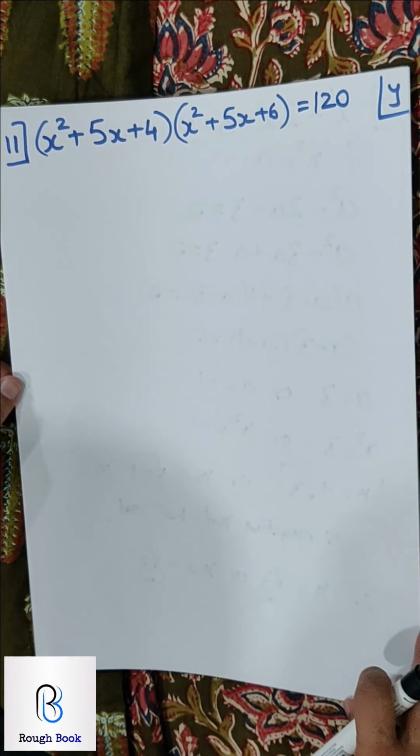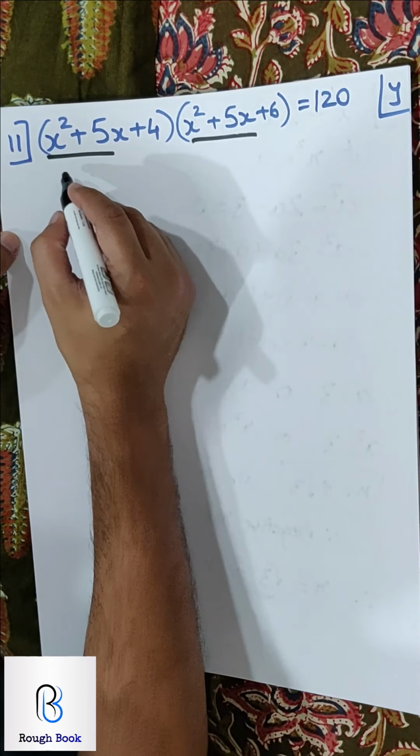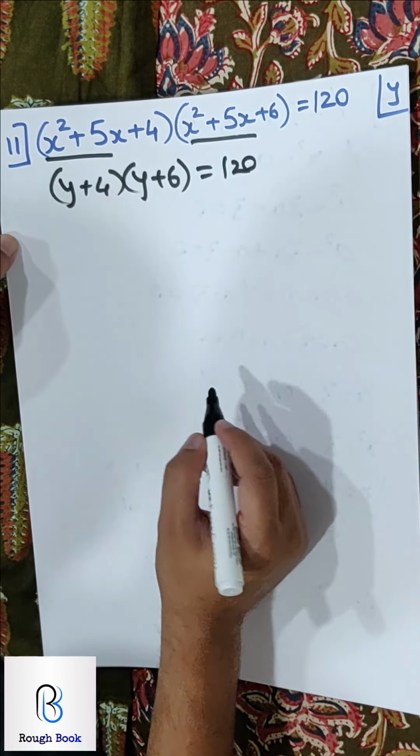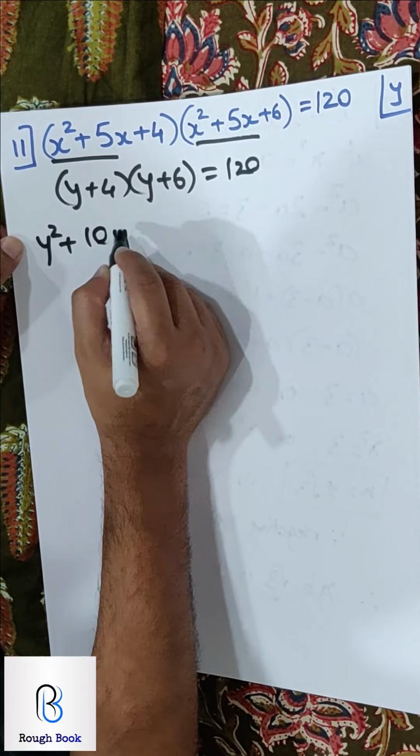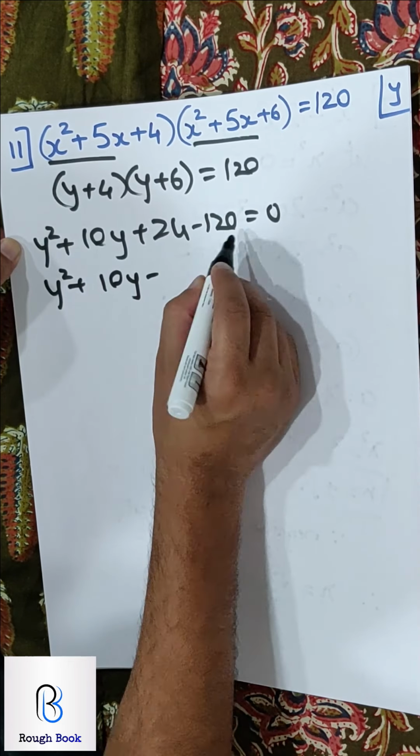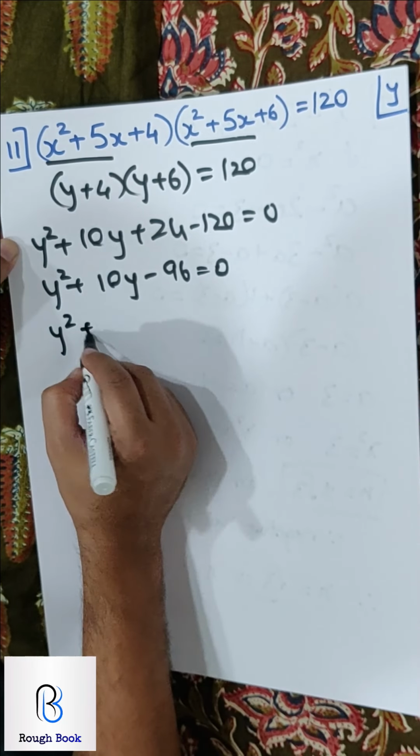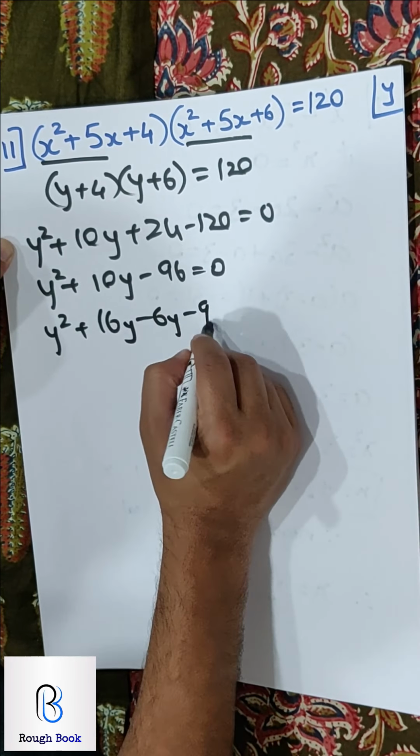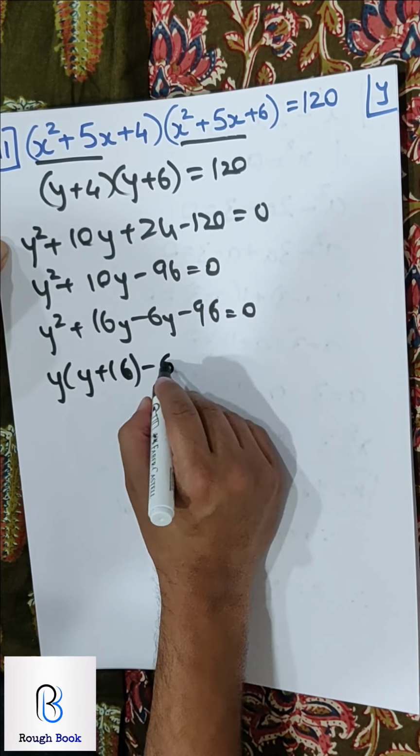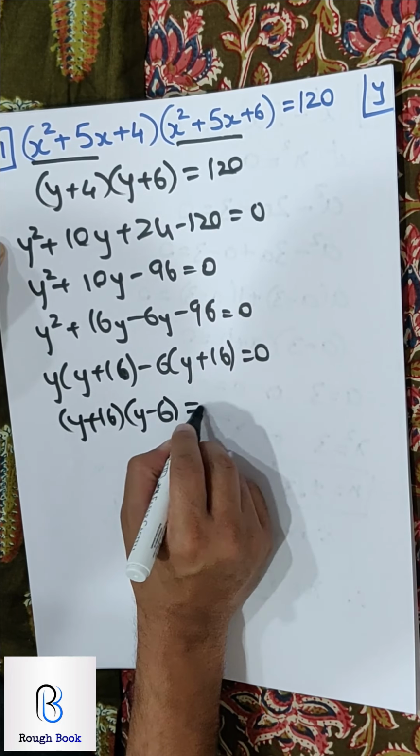Sum number 11. They are clearly saying assume this as y. Come on, hit it. It's very simple. Everyone should get it. So y plus 4, y plus 6 equals 120. So I get y square 10y 24 minus 120. So y square 10y, the difference is going to be 96. So 96 for 10, 16 and 6. 16 6s are 96. So y common, y plus 16 minus 6 common, y plus 16. So I get y plus 16, y minus 6 equals 0.